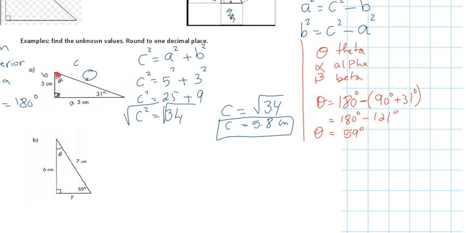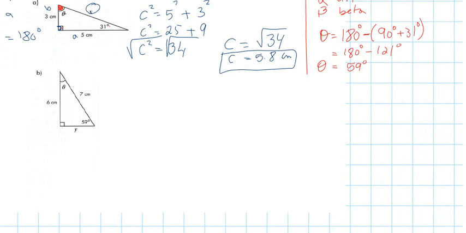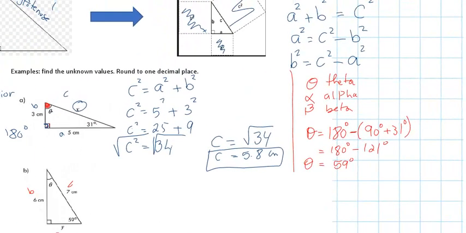Now, for the second example, what am I given? I'm given the hypotenuse, which is C squared, and I don't know what A is. I am given B. If I want to use one of these three formulas, I'm looking for A, so I have to use the second one.